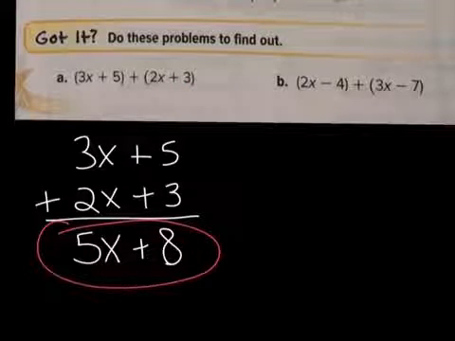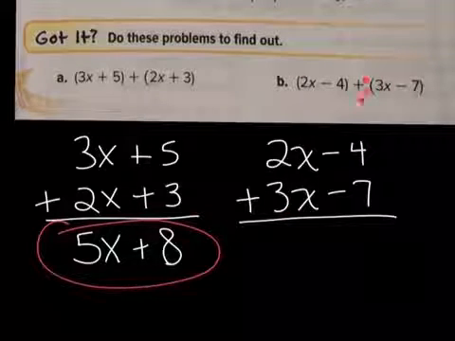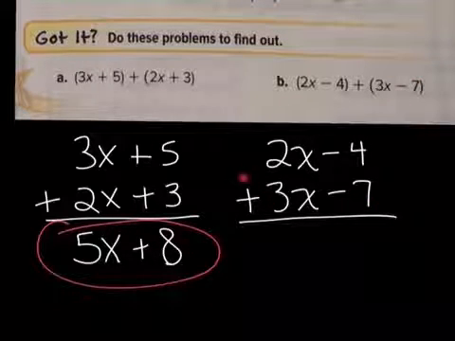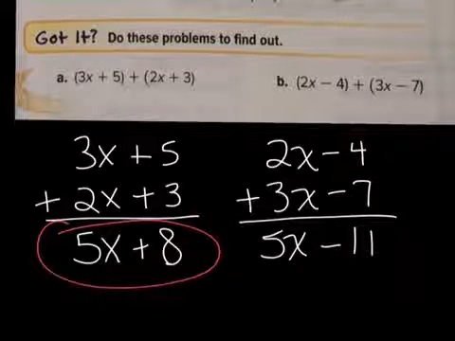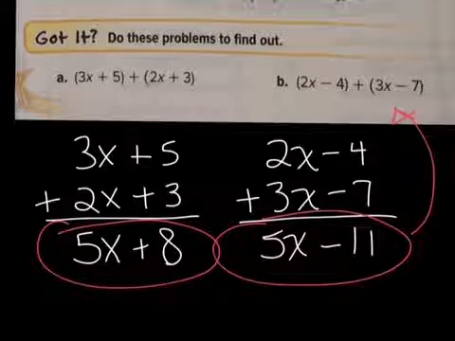Okay, let's try B. Again, I align them vertically. 2x plus 3x, because remember it's plus, negative 4 plus negative 7. So I align them vertically, and I added a plus sign. So now I know negative 4 plus negative 7 is negative 11, and 2x plus 3x is 5x. And there you have it. That's your answer. That's the same thing, just written in simplest form.